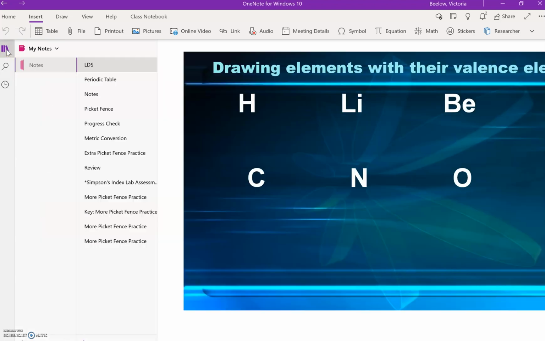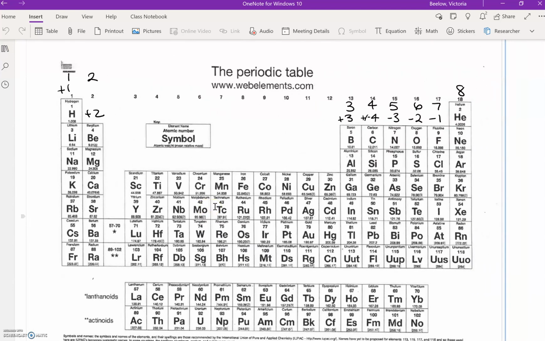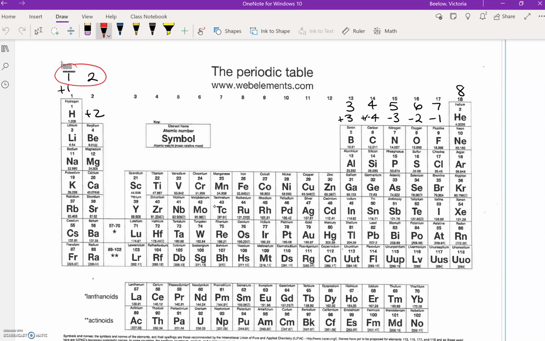One thing that I do want to point out is on your periodic table, the numbers that you see, not the charges, but the numbers above each group on the periodic table that I'm circling, those are the numbers of valence electrons for each group. So group 1 has 1 valence electron. Group 2 has 2 valence electrons. Group 13 has 3 valence electrons, and so on and so forth.